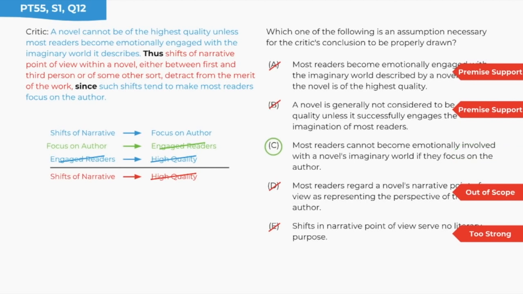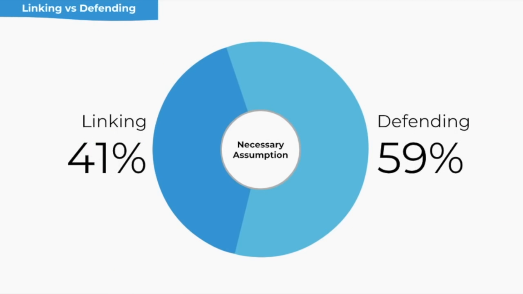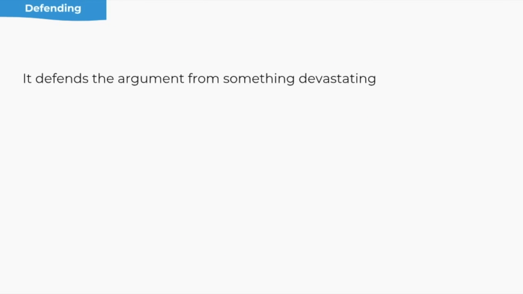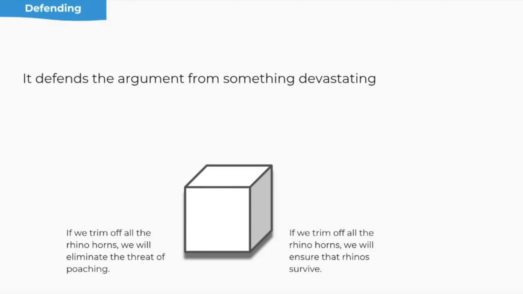So that's the process for linking. Let's look at the process for defending. In a defending argument, the right answer is going to protect the argument from something devastating. And so I like to think of the argument as like a glass cube in this case. This is a metaphor of a glass cube in order to visualize the argument and protecting it.